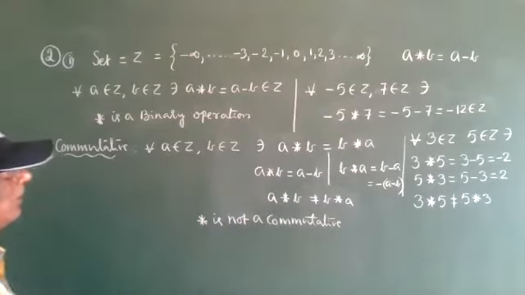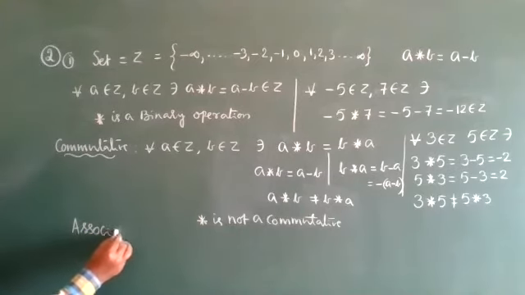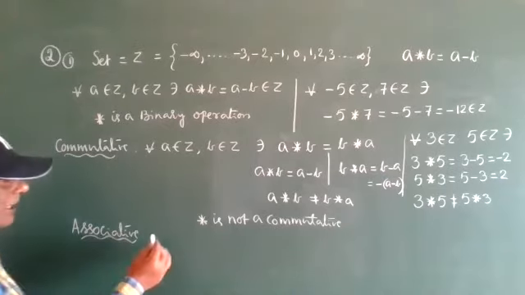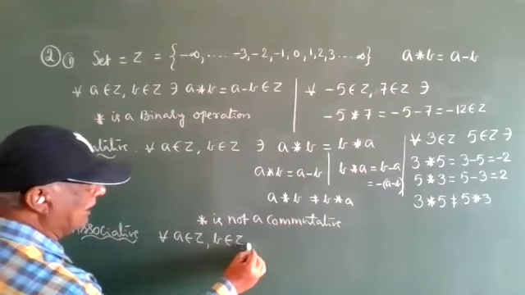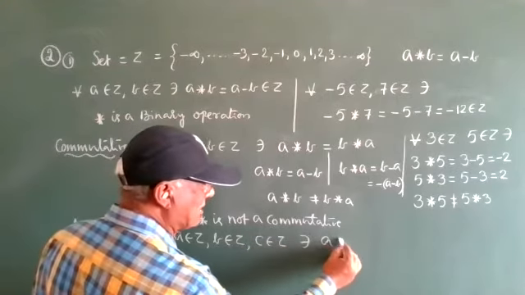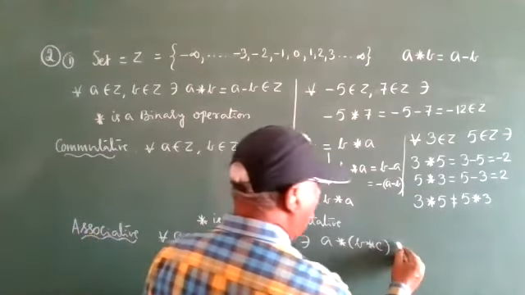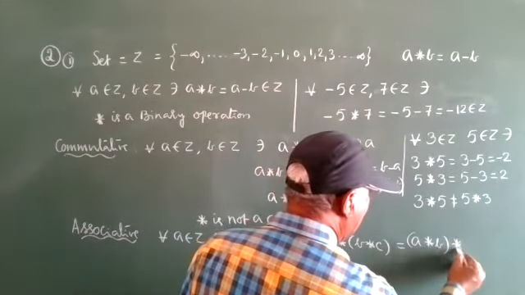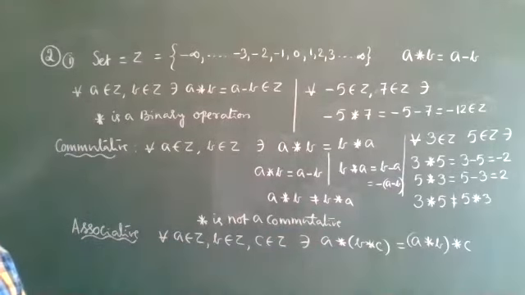Right. Next, associative. Everyone see. Associative means three elements in order. For all A belongs to Z, B belongs to Z, and C belongs to Z, such that A star, bracket of B star C, is equal to bracket A star B, bracket star C. See whether both are the same or not. Everyone observe.